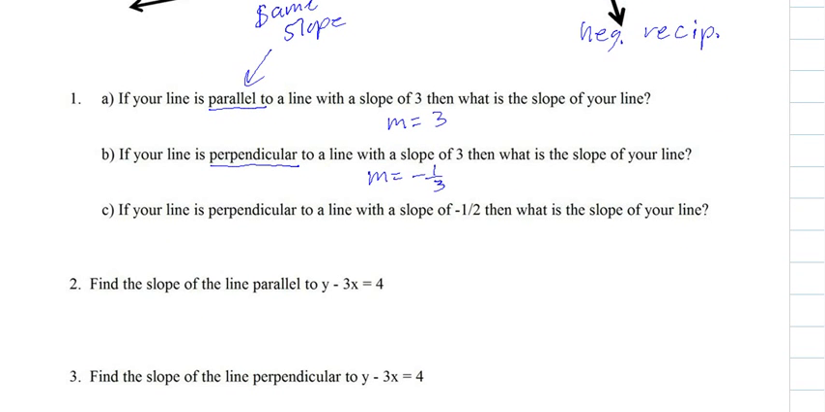Okay, try one. Perpendicular? Exactly. We have to flip it and change the sign. So if we change the sign and flip it, we get 2 over 1, which is 2. And that's it. So if you see the word perpendicular, your main thought should be flip and change the sign. Negative reciprocal. If you see the word parallel, your first thought should be exactly the same slope.